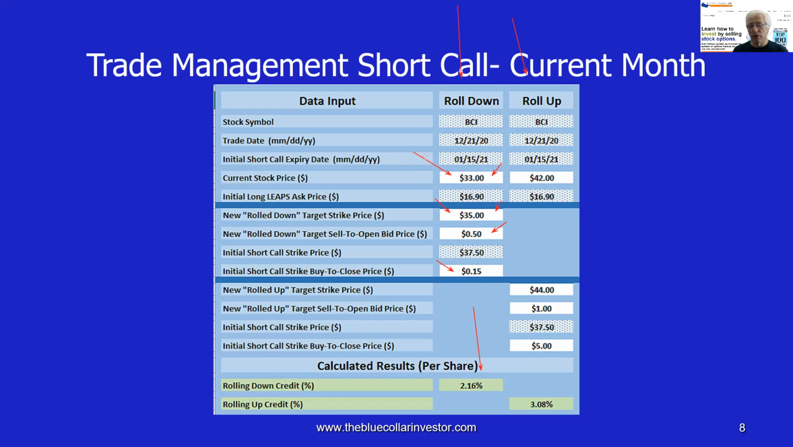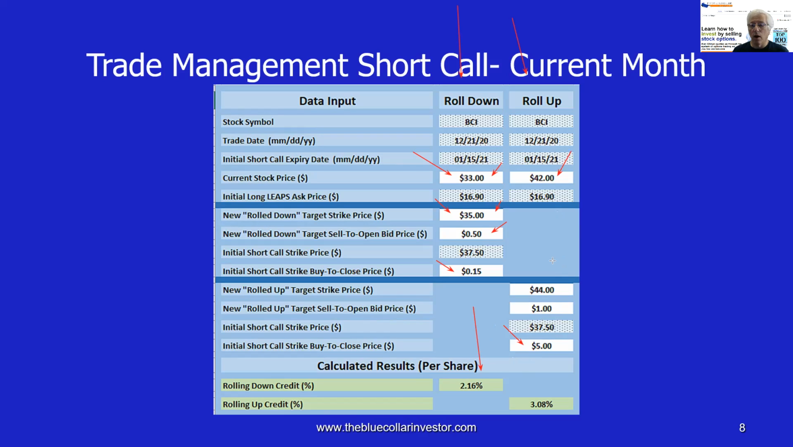Now, what if the price of the stock goes up and we want to roll up? Let's have a look. Let's say the price of the stock goes from 36 and change up to 42. Right now, the price of $42 makes the 37.50 strike 4.50 in the money. So to buy it back is going to cost us 4.50 plus some time value component. Let's say 50 cents, totaling $5.